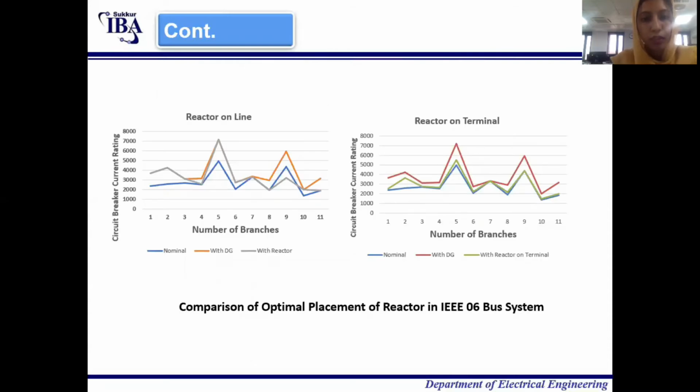Next, we have when a single reactor is added on the line and when a single reactor is added on the terminal. We can clearly see that when a reactor is added on the line, the number of circuit breaker violations is reduced, while when we have added a reactor on the terminal, almost all the circuit breaker violations have been reduced, up to a nominal system.